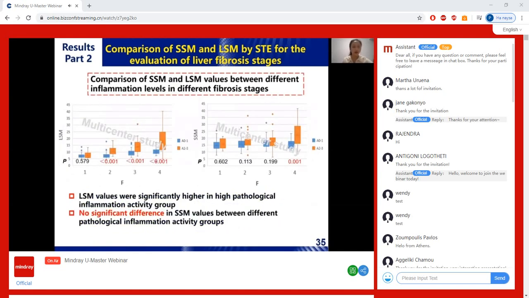Liver stiffness measurement values were significantly higher in high pathological inflammation activity group. There was no significant difference in spleen stiffness measurements value between different pathological inflammation activity groups.